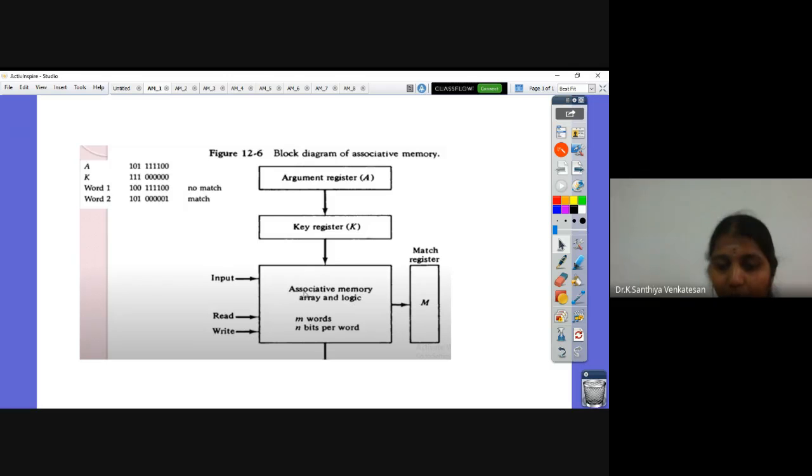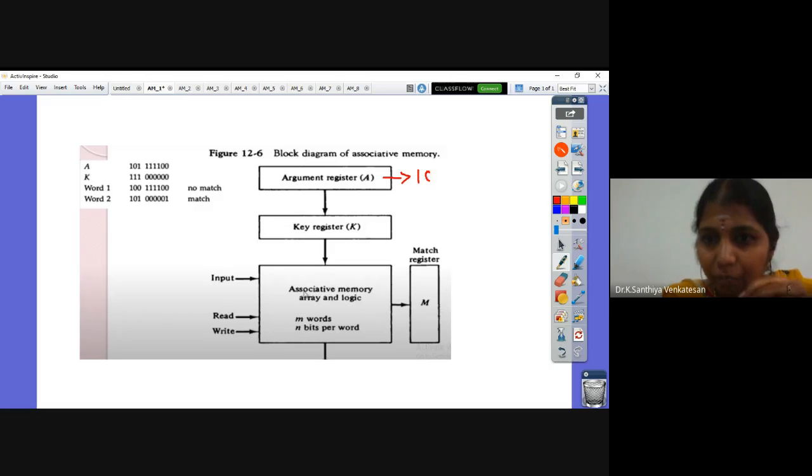So I'll again explain the same block diagram because it is very essential. Once you understand it, only then can we write the Boolean expression. So this is the block diagram of your associative memory, where we have the argument register. See my argument register, the value I'll write here is 101. This is the word I'm going to compare. This is the word I need to search for.